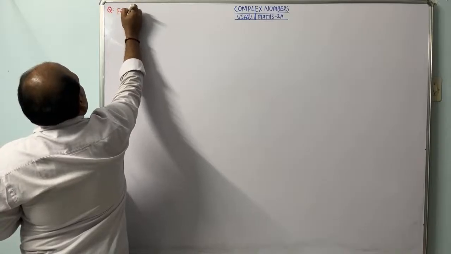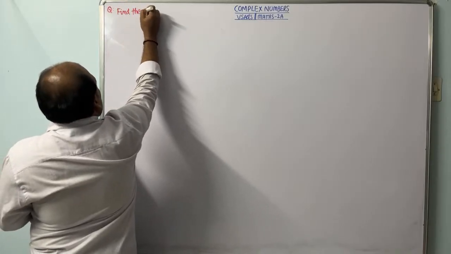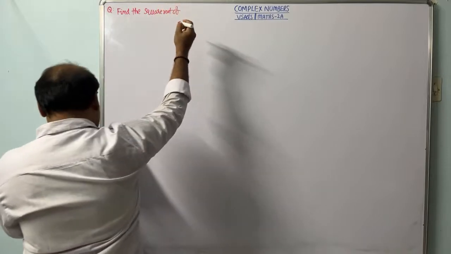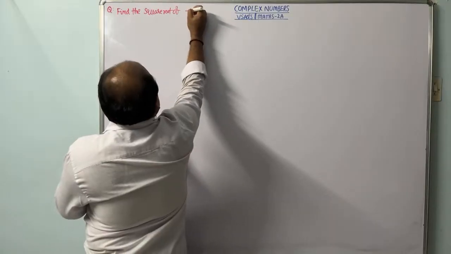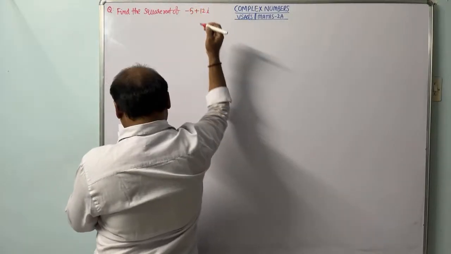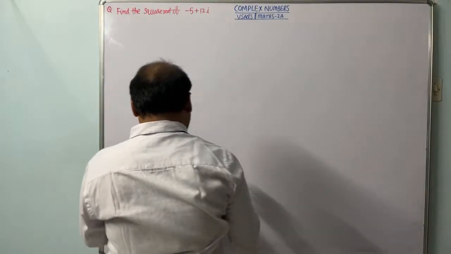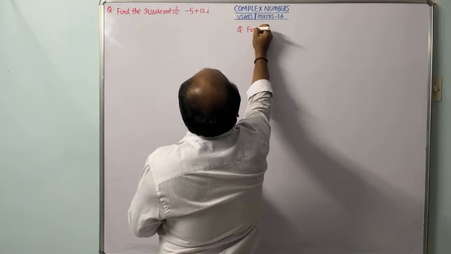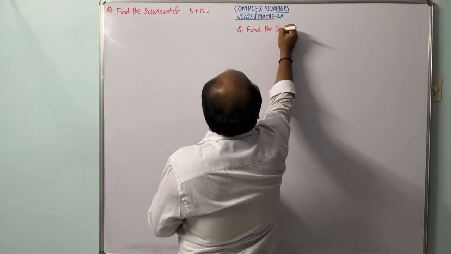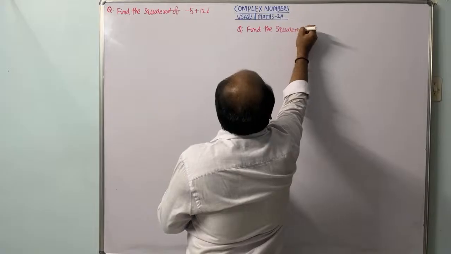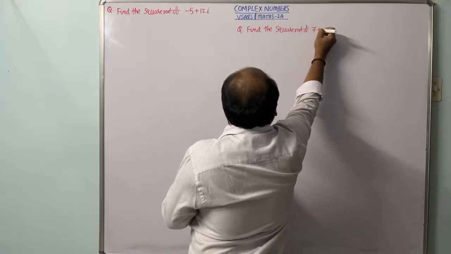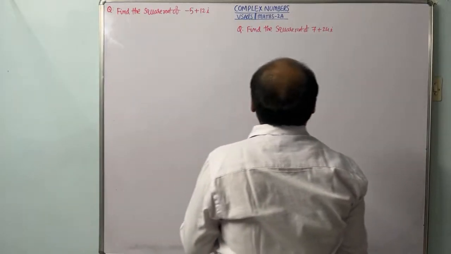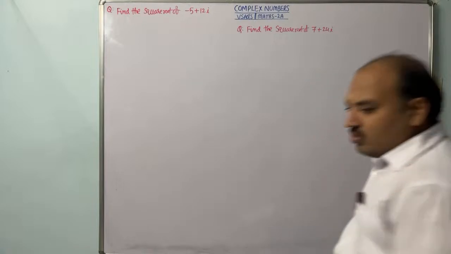Find the square root of -5 + 12i. Next, another question: find the square root of 7 + 24i. These types of questions are regularly asked of students. We will do it.